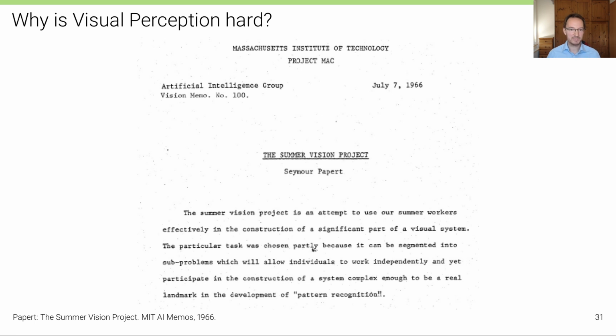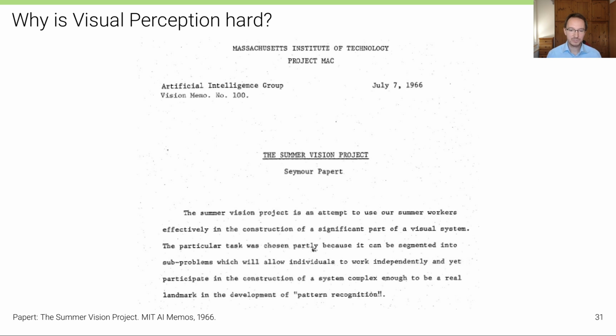Now, why is visual perception hard? As in many areas, in the beginning, it was underestimated. There's this famous AI memo from Seymour Papert, who proposed a summer vision research project with interns to basically solve computer vision over the period of a summer. So what this says here in the abstract is: the summer vision project is an attempt to use our summer workers effectively in the construction of a significant part of a visual system.